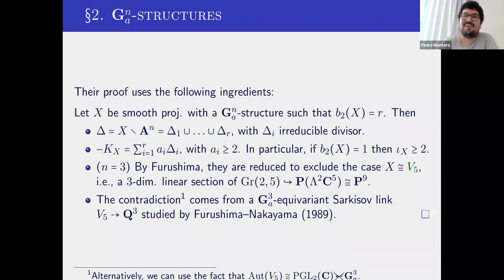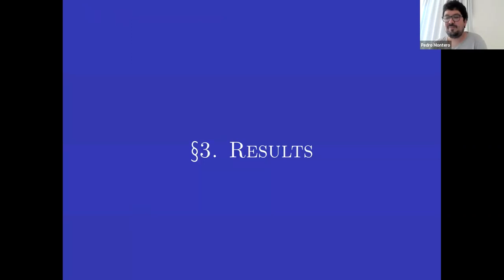Well, there is a more or less explicit way to see this as well. I have to mention it since I'm in a transformation group seminar. It was proven that the automorphism group of V5 is actually PGL2. This group is connected, linear of dimension 3, and there is not enough space for a three-dimensional abelian group inside. So it's impossible to compactify the projective space. I think I learned this fact from Seidemann. Okay, so now let me state the results.